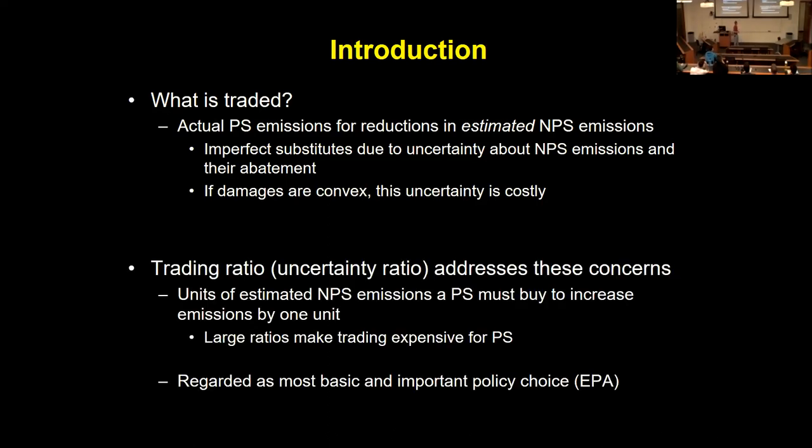So that's the problem. Trade ratios have been developed to address these concerns, or sometimes they're called uncertainty ratios. This defines the units of estimated non-point emissions that a point source has to buy to increase its emissions by one unit. A large ratio is going to make it expensive for point sources to buy non-point emissions, right? If you have to trade at a 2-to-1 or 3-to-1 ratio, it means I'm buying maybe two or three units of non-point emissions in order to reduce my abatement by one unit. That's pretty costly. But in any case, these ratios are regarded as the most important policy choice in these programs.